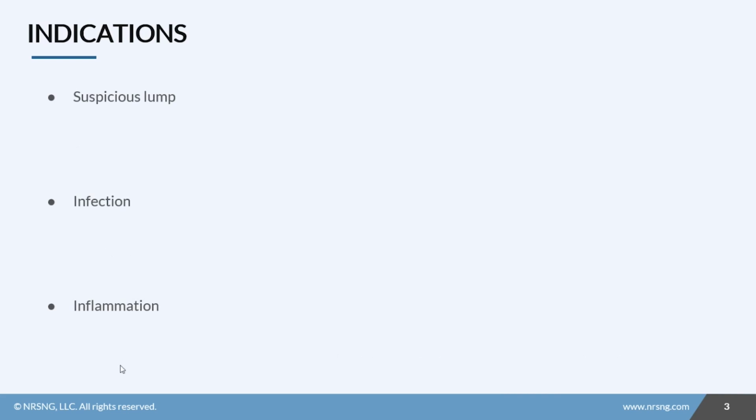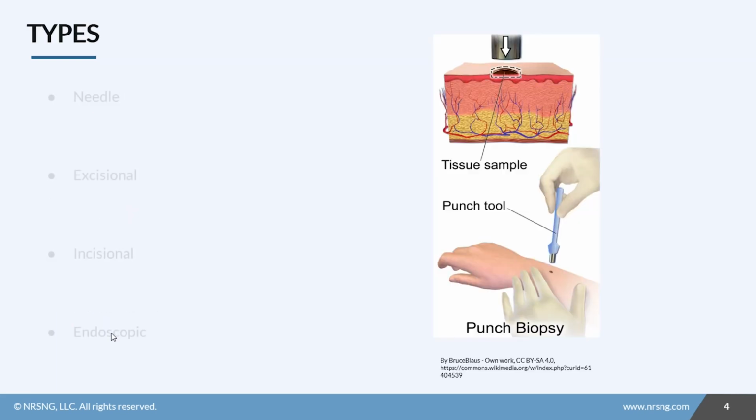So the doctor might order a biopsy if the patient has a suspicious lump, some sort of infection in the tissues, or inflammation, like, for example, in the GI tract. It could be inside or outside of the body. Next, let's discuss the different types of biopsies.